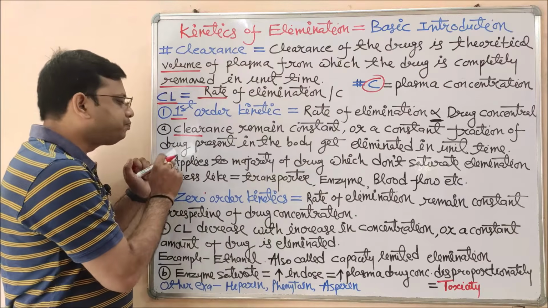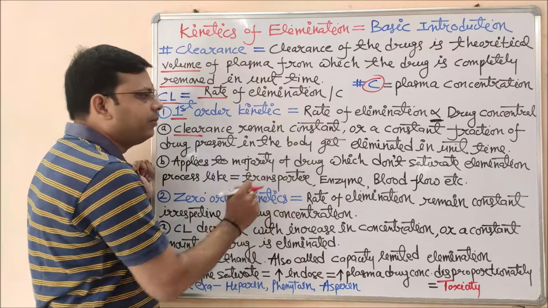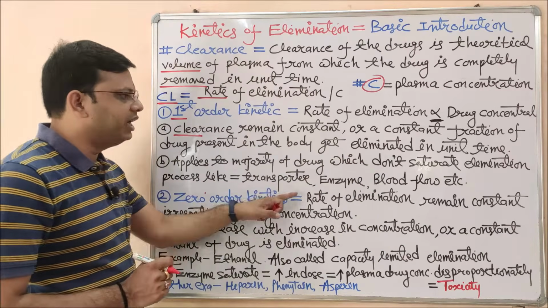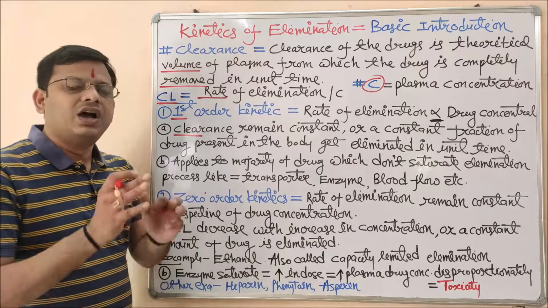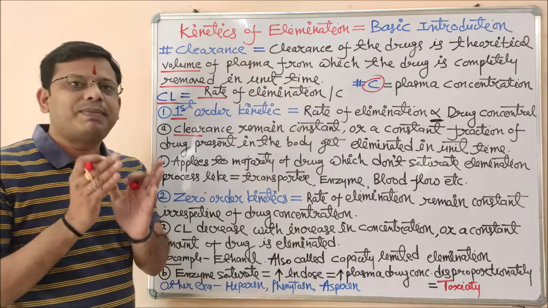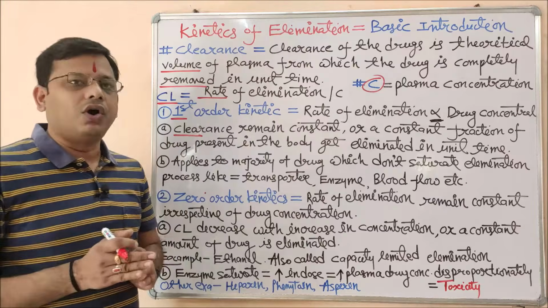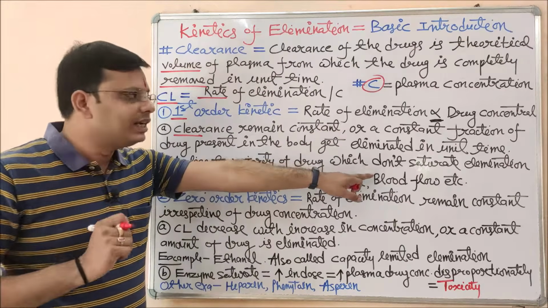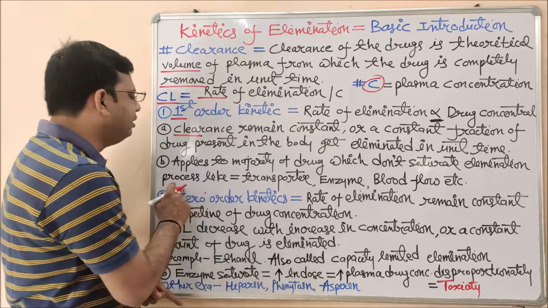So the next point says it applies to the majority of drugs which do not saturate the elimination process, like transporter, enzyme, blood flow, etc. First order kinetics of elimination is specifically followed by the majority of drugs. So it applies to the majority of drugs. The main point here is: which do not saturate the elimination process.